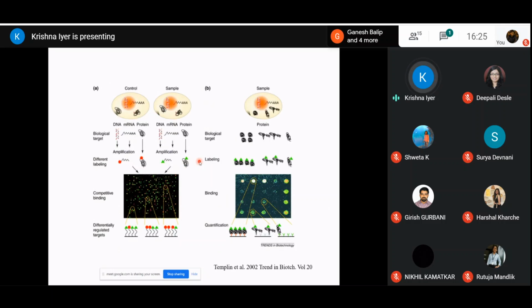Now, what typically people will do is that they do something very intelligent. When I'm looking for differences in gene expression, I invariably want to compare it with what is called a control.